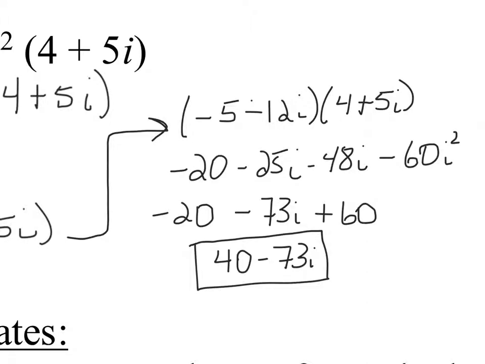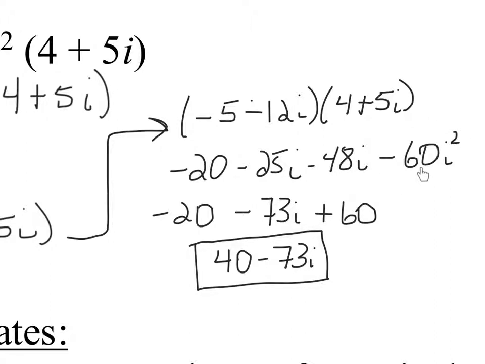All right, so I've got a negative 20. Negative 5 times 4 is negative 20. Negative 5 times 5i is negative 25i. Negative 12 times 4 is negative 48i. And then I have the negative 12i times 5i, which is a negative 60i squared. And I went ahead and wrote it out like this to just break it down a little bit more for you so you don't get confused.